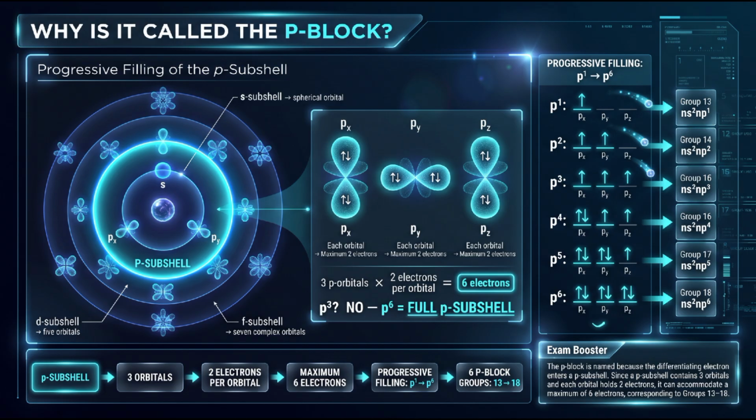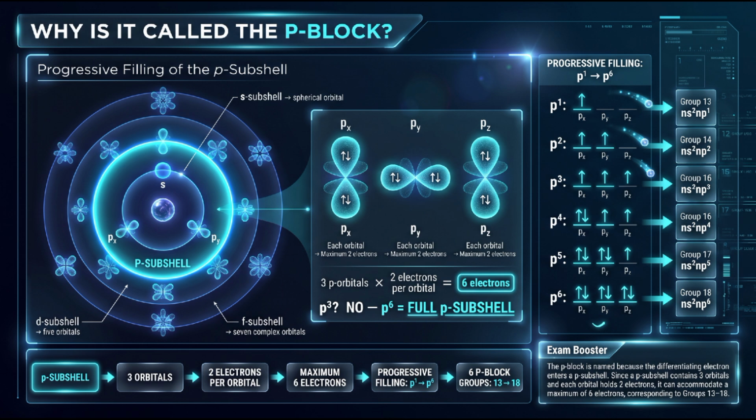The p-block is especially interesting because its elements show a huge variety of chemical properties. It contains nonmetals, metalloids, metals, and noble gases. For example, carbon, nitrogen, oxygen, fluorine, phosphorus, sulfur, and chlorine are nonmetals, while elements such as silicon and germanium show metalloid character. Aluminium, tin, lead, and bismuth are metals. The noble gases occupy the final group. This diversity occurs because the number of valence electrons changes systematically across the p-block.